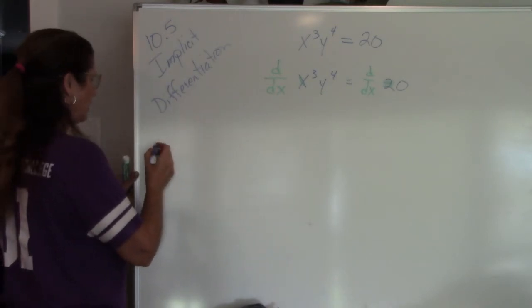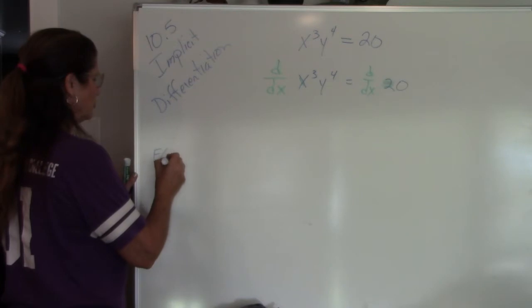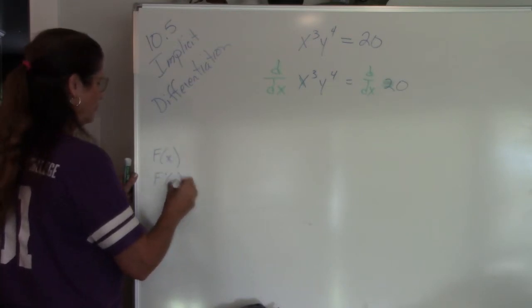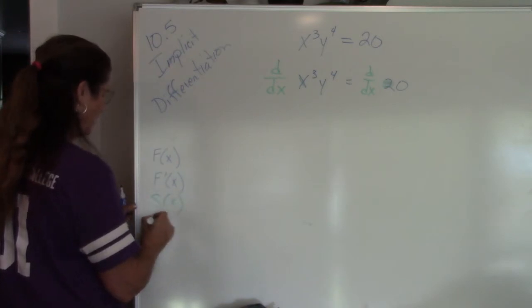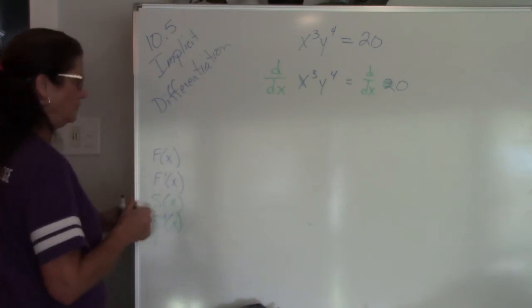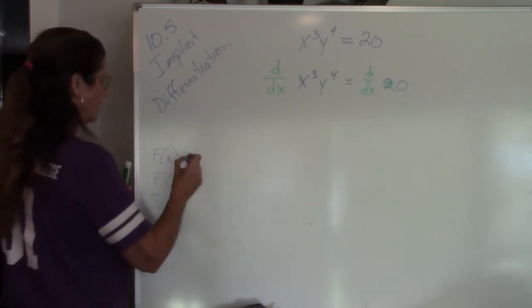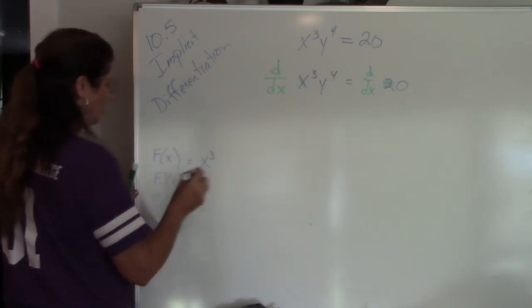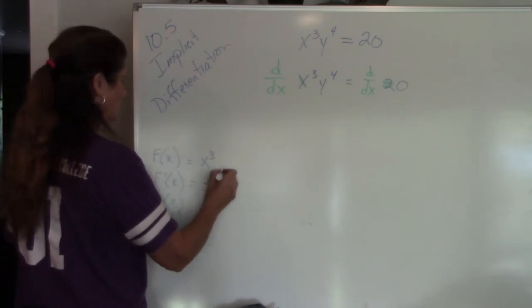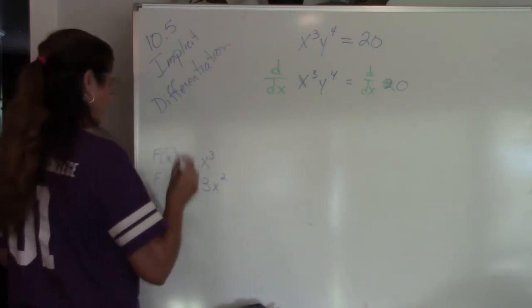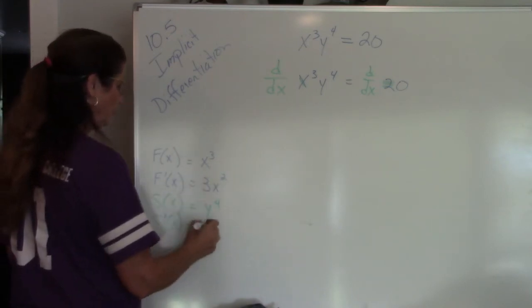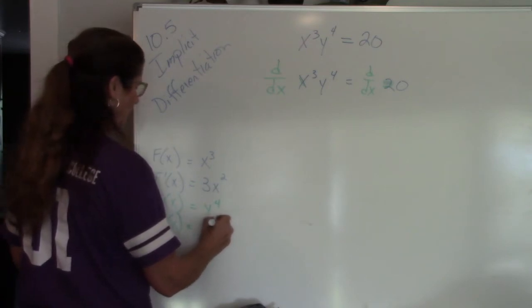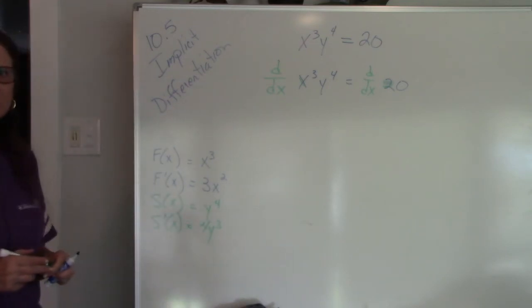So remember, with the product rule, you need your first function and the derivative of the first function. So remember your cast of characters. You need your second function and the derivative of the second function. Okay? So the first function is x cubed. The derivative of x cubed is easy. It's 3x to the second. The second function is y to the fourth, and the derivative of y to the fourth is 4y to the third power. Okay? So here we go. There's our cast of characters.